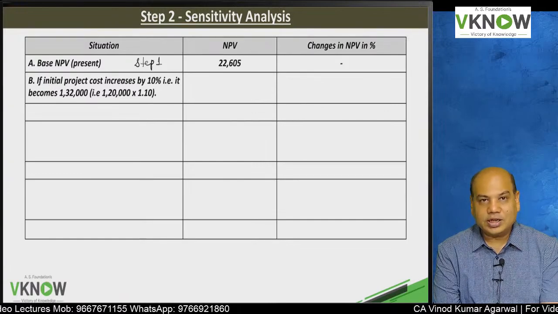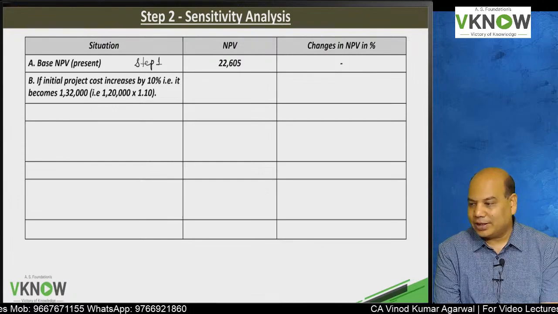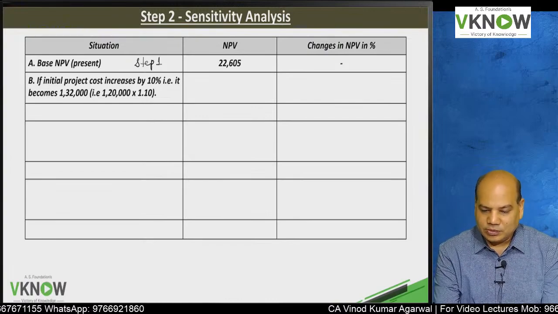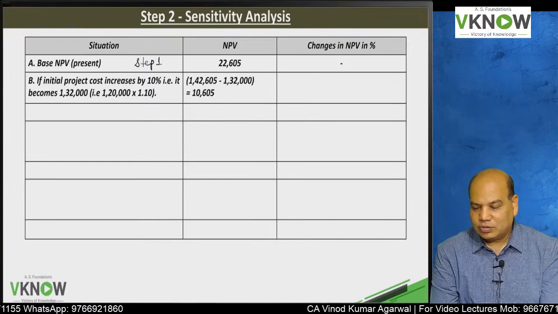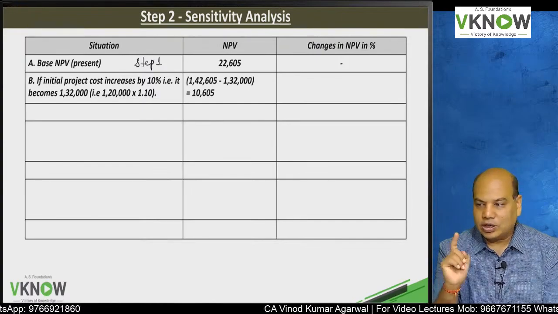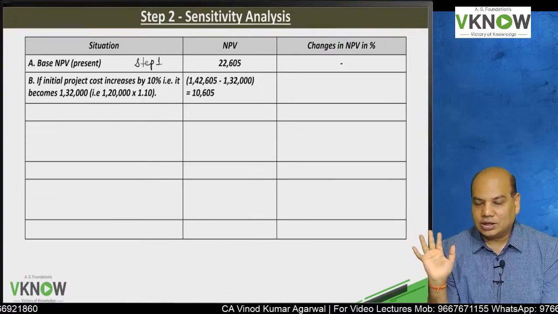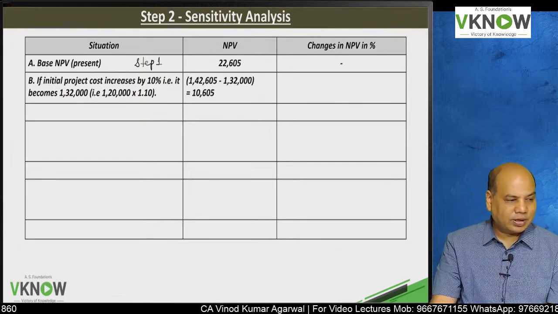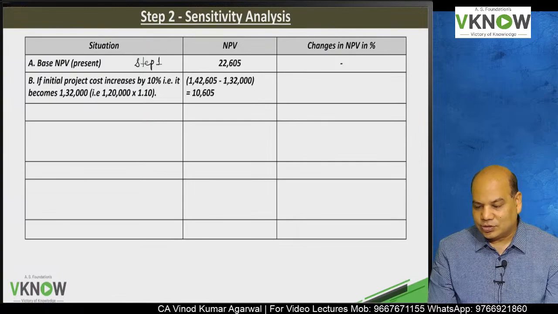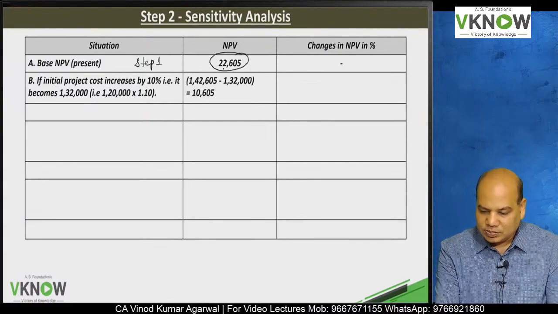And in bracket write the calculation, 1,20,000 into 1.10, a 10% increase. So what will be the NPV now? The NPV now will be 1,42,605, which we have already calculated. That will not change. Minus 1,32,000. So therefore the answer is 10,605. This is my base NPV.